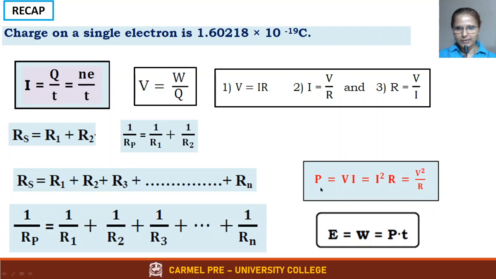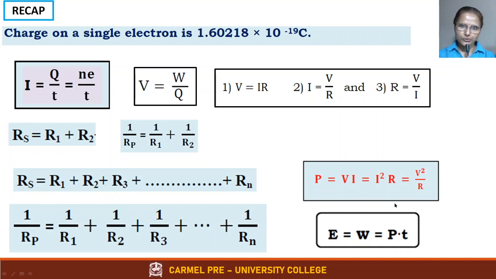And power can be given as the product of voltage and current, and when you substitute using Ohm's law for V, then it will become V squared by R. If you substitute for V as I into R, then you will get it as I squared R. If you substitute for I, which is V by R, it will become V squared by R. So these three equations are also important for us to understand several circuits. Electric energy is given by P into T, power into time. Okay, so this is what we discussed earlier.